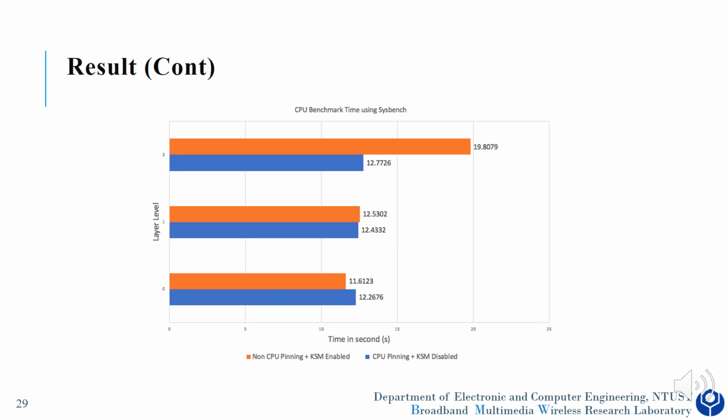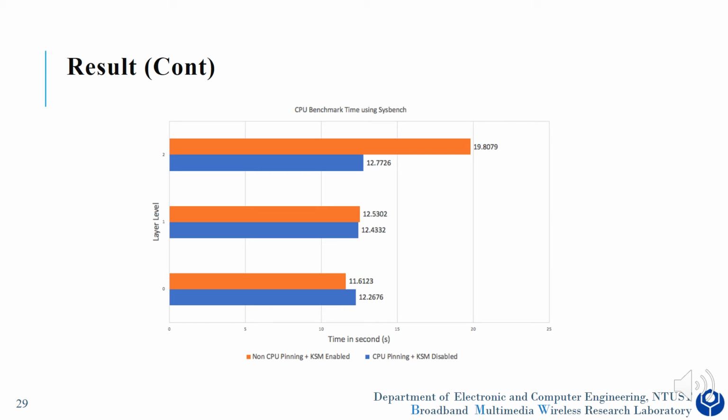Moving to layer level 2, the orange line is before we use optimization, and the blue one is after we use the optimization. Before we use the optimization, the VM needs 90.8 seconds to do the benchmark. Compared to after we use the optimization, it only took 12.7 seconds. It's a really huge difference in terms of performance benchmarking.